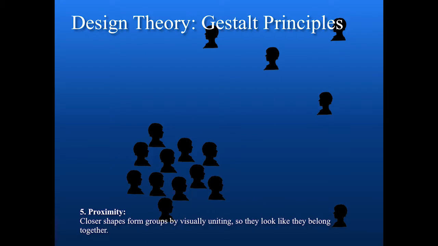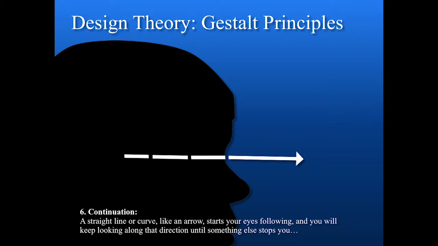Proximity. Closer shapes form groups by visually uniting, so they look like they belong together. Continuation. A straight line or curve, like an arrow, starts your eyes following, and you will keep looking along that direction until something else stops you.